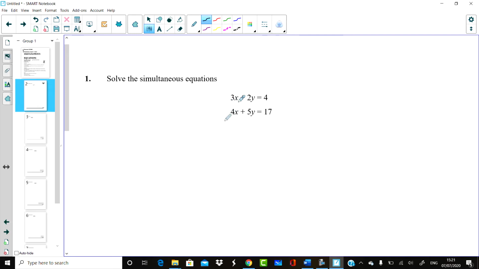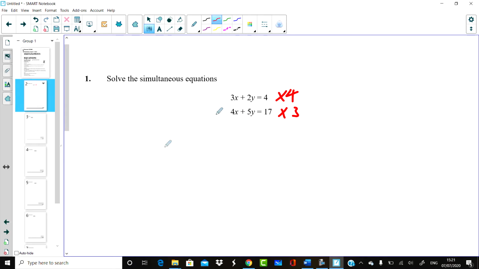So I want to get a number that 3 and 4 both go into, so a common multiple between 3 and 4. We can see that 12 would be a common multiple. So for the first equation, we'll multiply everything. What do we need to do to 3 to get to 12? We multiply everything by 4. So the first equation we can multiply by 4. And what do we do to 4x to get to 12x? We multiply by 3. So we multiply this whole equation by 3.